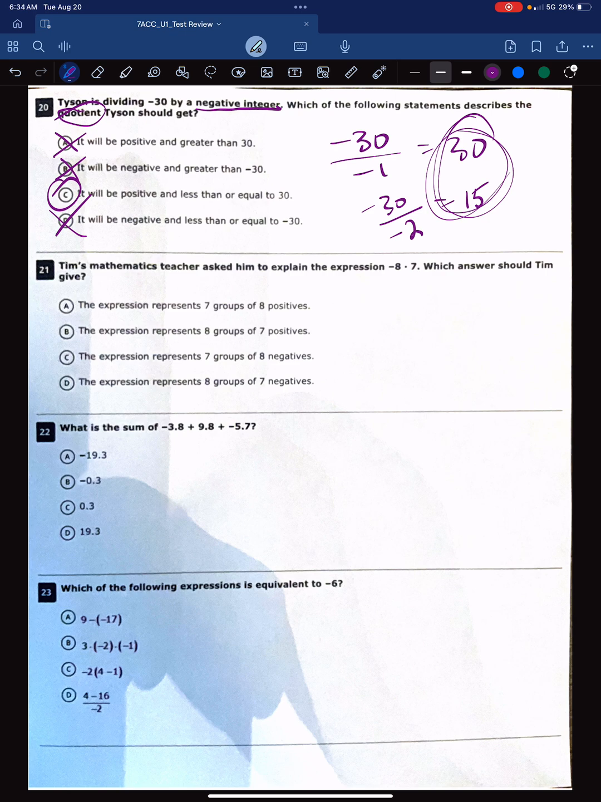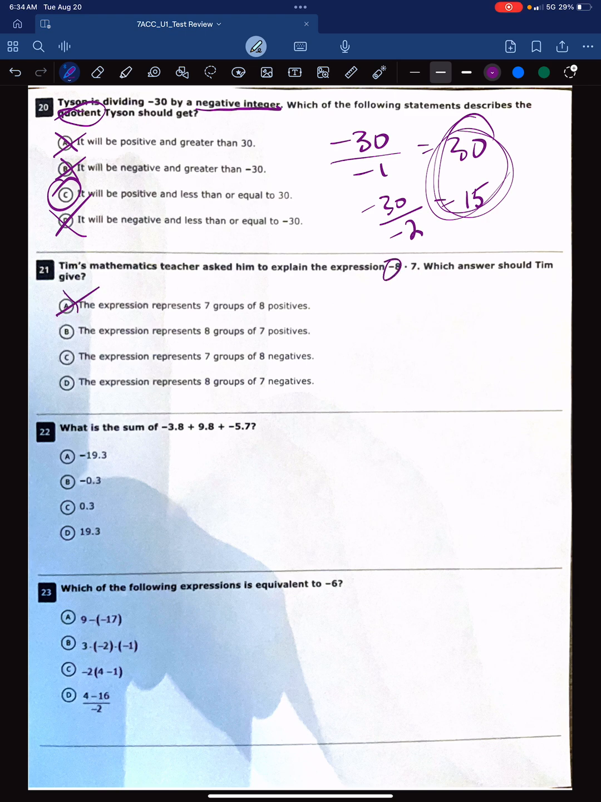Tim's math teacher asked him to explain the expression negative 8 times 7. Which answer should Tim give? Okay, well, let's see. The expression represents 7 groups of 8 positives. Okay, well, multiplication is grouping, right? So it doesn't matter what the numbers are. We've still got groupings. So 7 groups of 8 positives? No, there's a negative here.